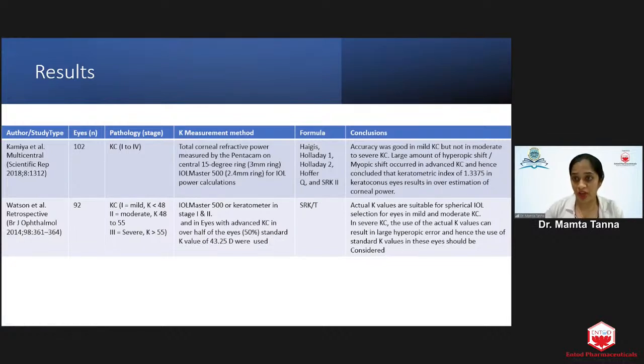Conclusion: accuracy was good in mild keratoconus cases, but not in moderate and severe keratoconus. A large hyperopic or myopic shift occurred in advanced cases. Hence, it concluded that the standard keratometric index is not always reliable, and it gives an overestimation of corneal power.